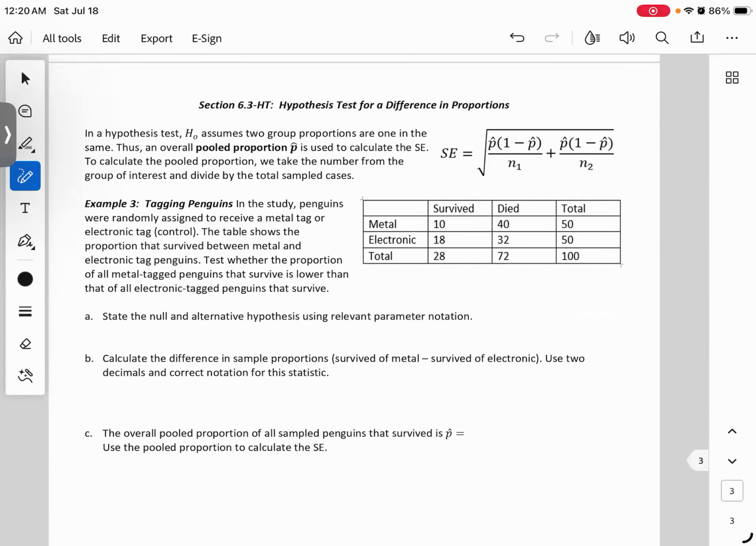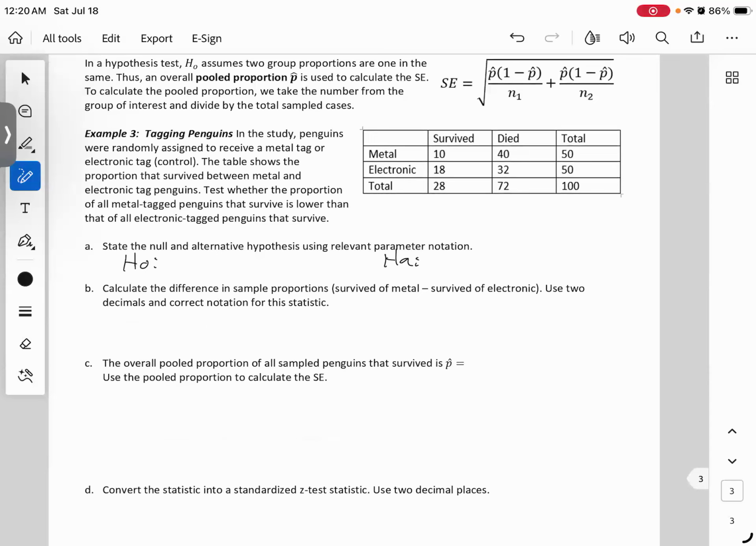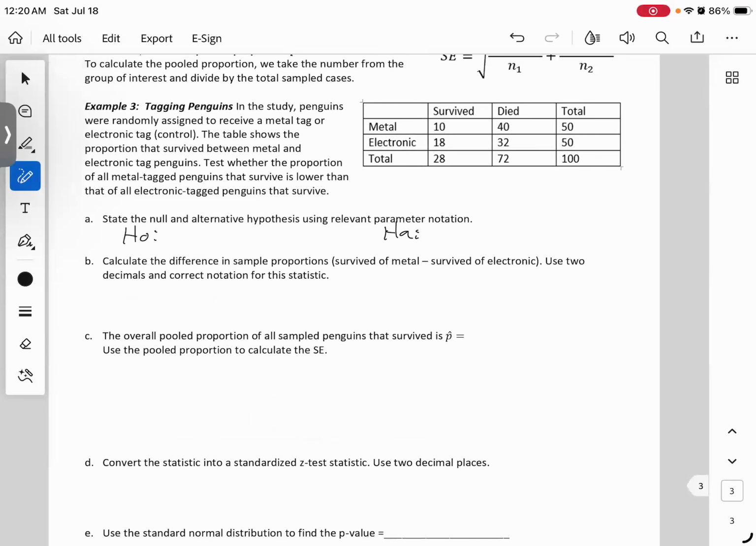Again, I want you to read this prompt for yourself. There's the table, and I want you to pause the video. While the video's paused, write your H0, write your HA, what's being tested: less than, greater than, differs, mu's, p's, all that good stuff. And then right here, what are the two main groups that are being subtracted?